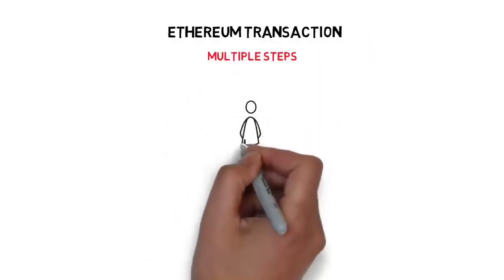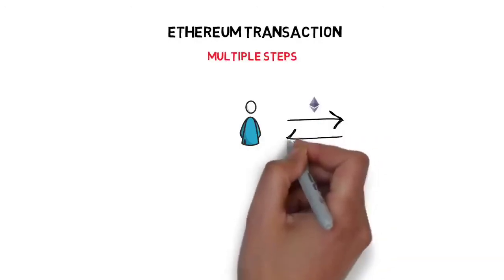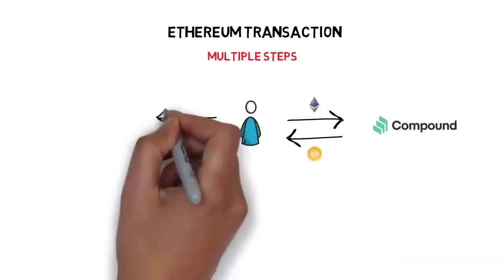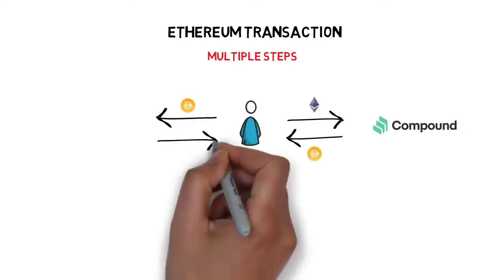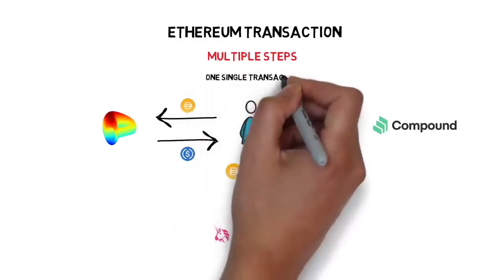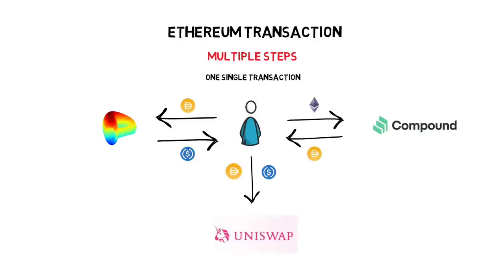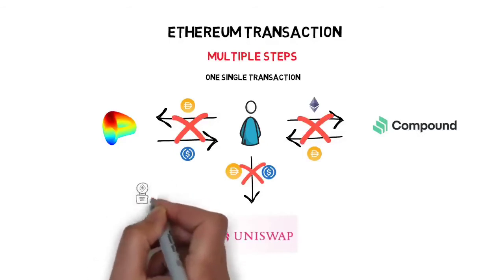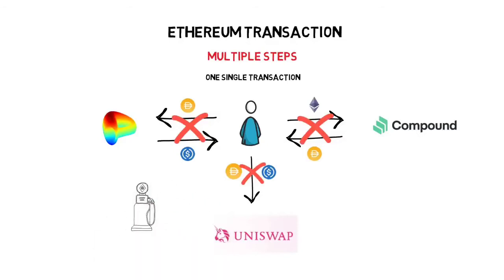One Ethereum transaction can consist of multiple steps. For example, you could supply ETH and borrow DAI on Compound, swap half of your borrowed DAI for USDC on Curve, and provide liquidity to DAI USDC pool on Uniswap, all in one single Ethereum transaction. Of course, if any of these steps result in an error, the whole transaction will be rolled back and none of the steps will take place. Remember, you will still pay gas fees, even for failed contract executions.